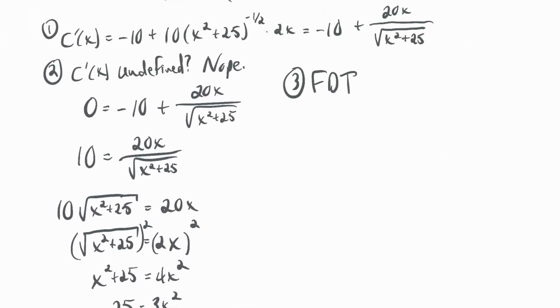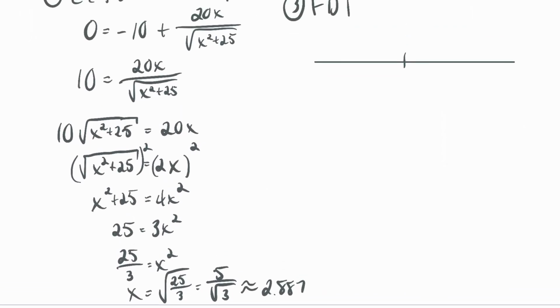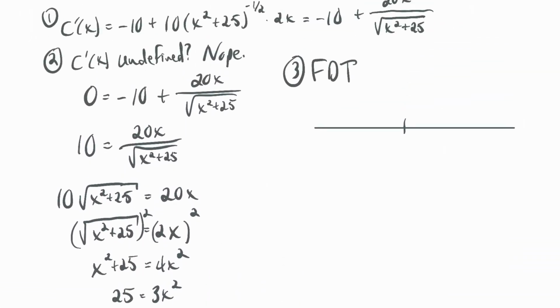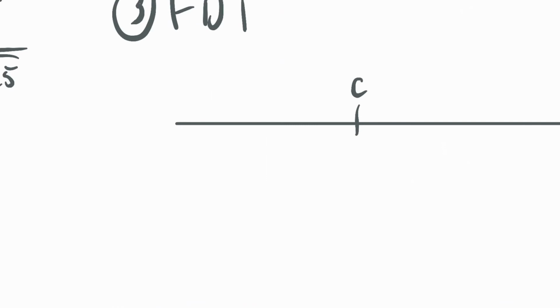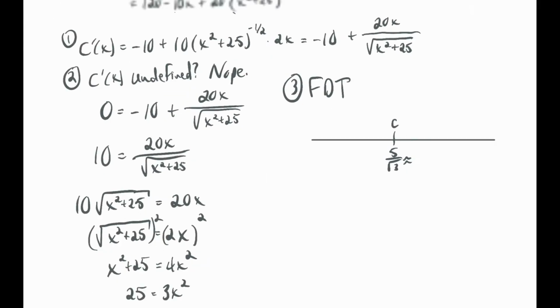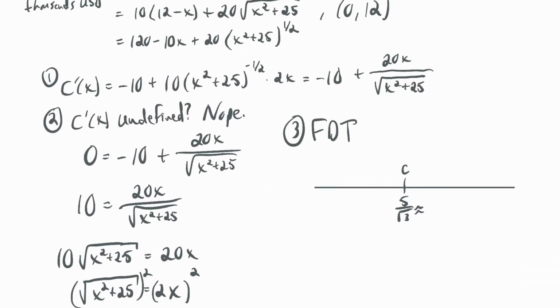So I got my critical number, and I'll mark it here on my number line. And I'll go ahead and use the decimal number. Well, no, I don't need to do that, actually. So my critical number is 5 over root 3. Oops. 5 over root 3, which is approximately, was it 2.8 something? 2.887.